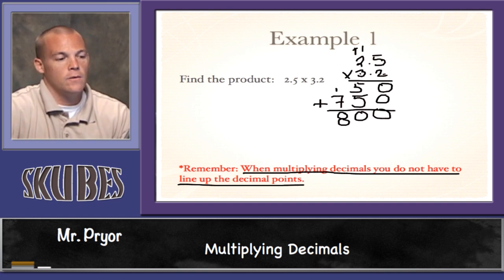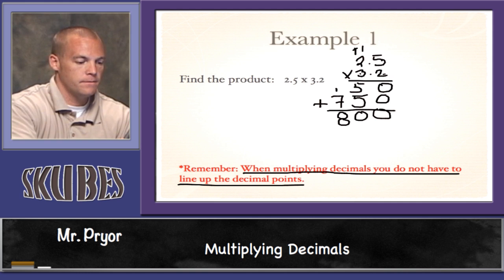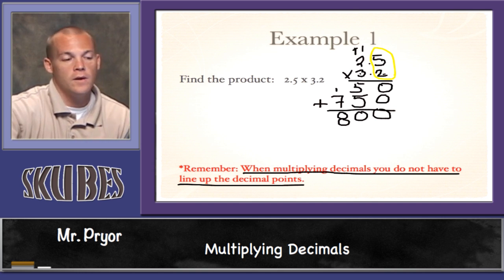So notice that we have two numbers here that are behind the decimal. We have a 2 and a 5. Both of these numbers are behind the decimal, one place.